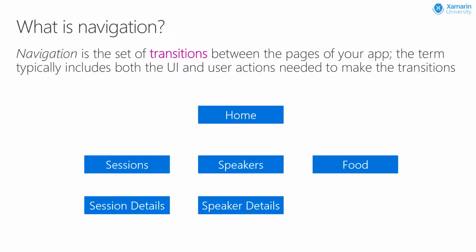So for example, a conference app might have a home screen, a sessions page, speakers content, details, etc. And these might be implemented as activities or fragments. Now the app's navigation is the set of transitions available to the user.